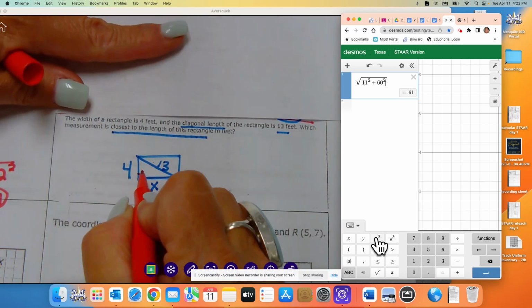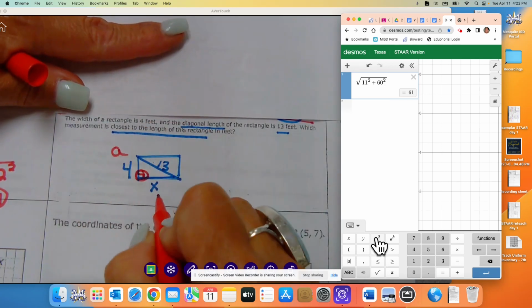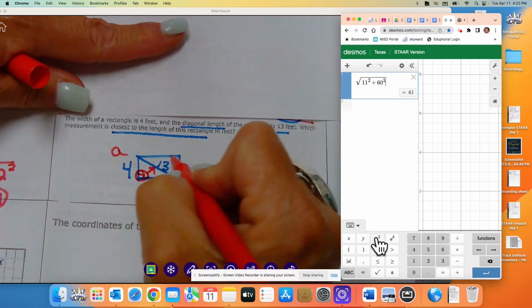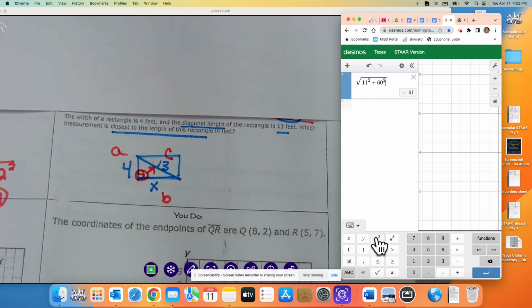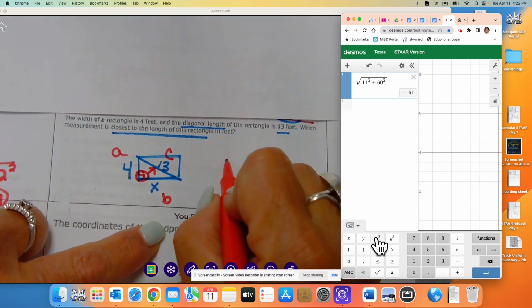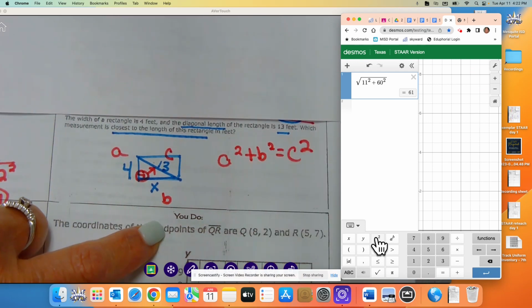Here's my right angle. I'm going to circle it. The two sides that form that right angle are A and B, so hopefully that's what you labeled. Directly across from that right angle is the letter C. Okay, so we know what the diagonal is. We're looking for one of the lengths. So hopefully you started off with the formula. A squared plus B squared is equal to C squared.